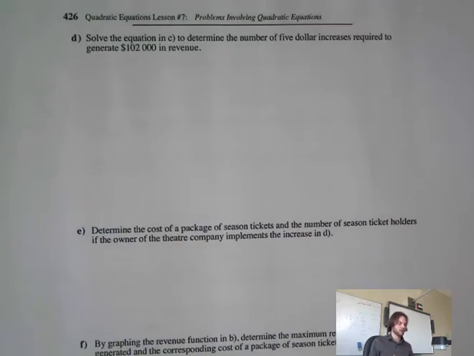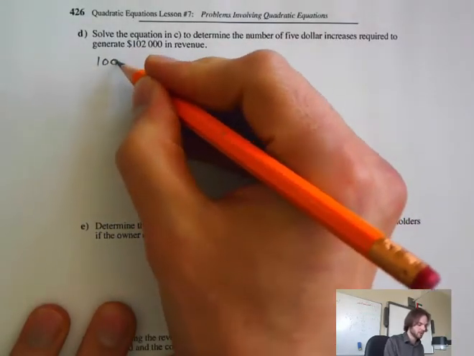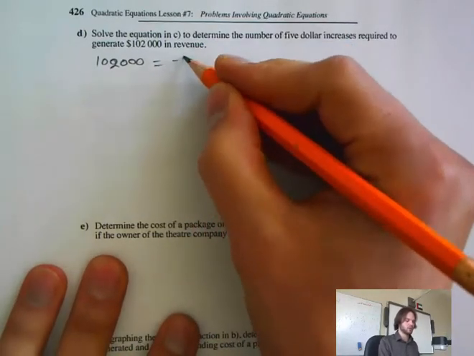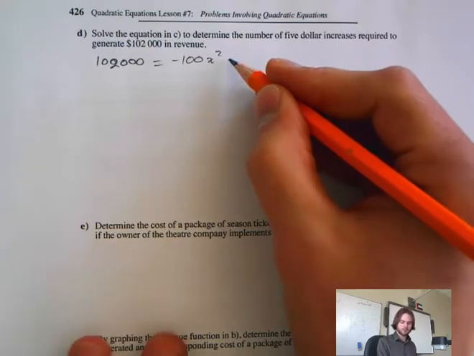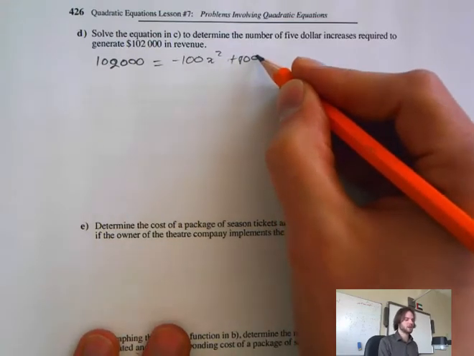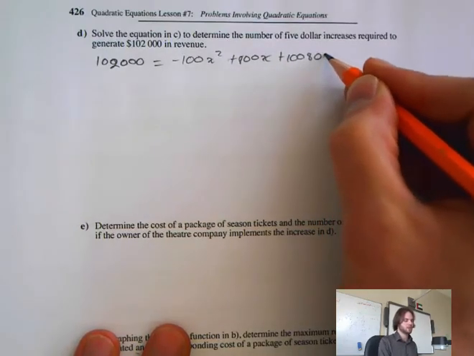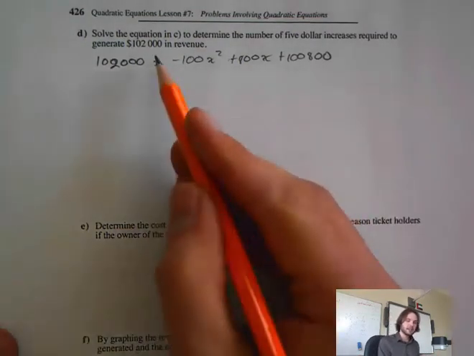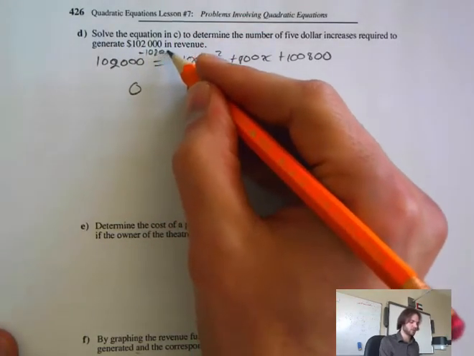So let's quickly write out my equation again. I'm going to have 102,000 equal to negative 100x squared plus 800x plus 100,800. Now, in order to solve this, this must be equal to 0. So I'm going to have to subtract 102,000 from both sides.